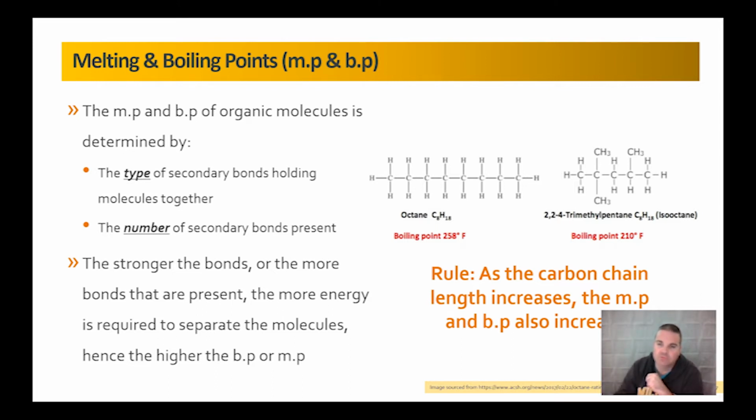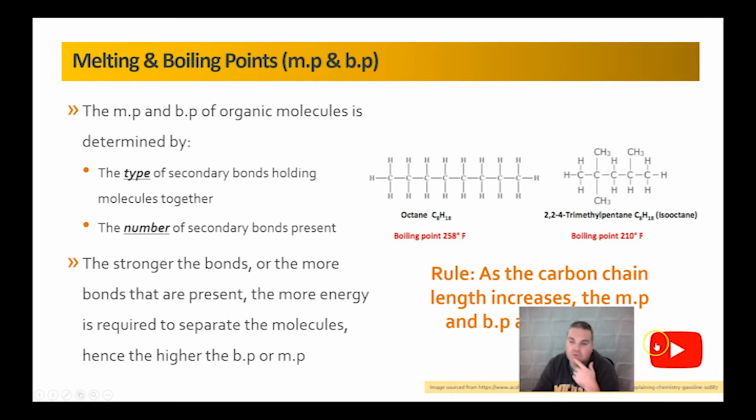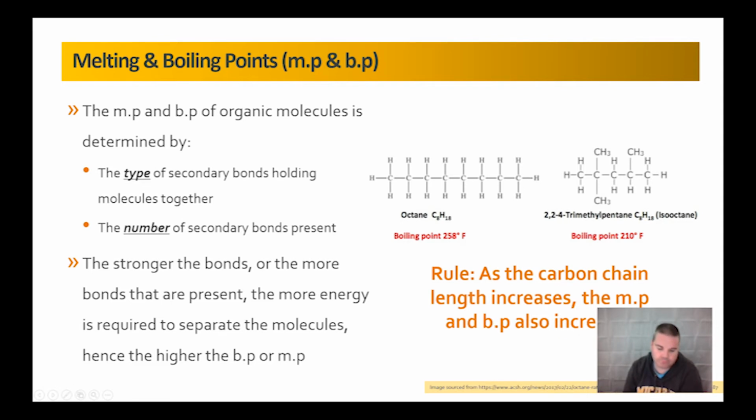Alright, so the rule is as the carbon chain length increases, the melting point and boiling point also increase. That's because you're allowing for more sites for secondary dispersion bonds, and therefore you're getting a higher melting point. There's a YouTube video here again where I go through this in a little bit more depth and show some more examples, in particular focusing on hydrogen bonding as well and dipole-dipole bonding and how that impacts on the melting point and boiling point.